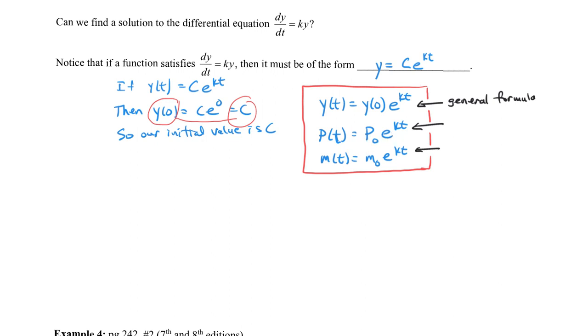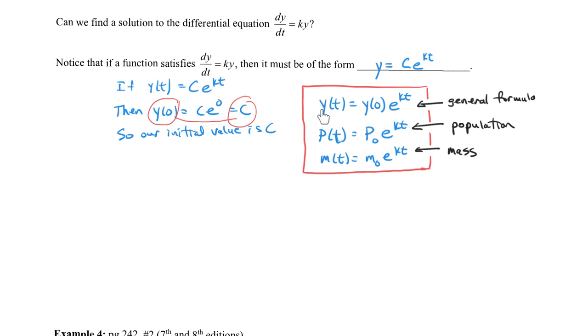P naught e to the kt. You'll see this a lot of times when people are talking about a population. And then this other one, m of t, is m naught e to the kt. A lot of times that one comes up when books or resources are talking about mass. So these are all exactly the same, and because of that, I'm just going to use this for all of the problems.